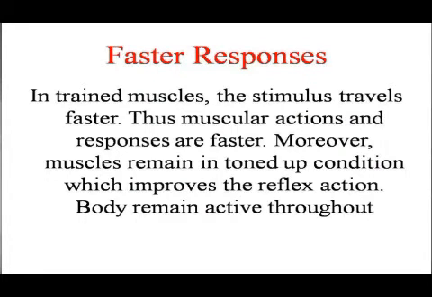Ninth, faster responses. In a trained muscle, the stimulus travels faster. The muscular action responses are faster. Moreover, muscles remain in a toned-up condition, which improves the flexible action of the body. It means a trained muscle reacts and responds very fast. That's why a person who does regular exercise is very active and very fast. And one more thing, their muscles are a little taut in position, which does not mean it is an injury. It helps them have flexible action and their bodies are very active.